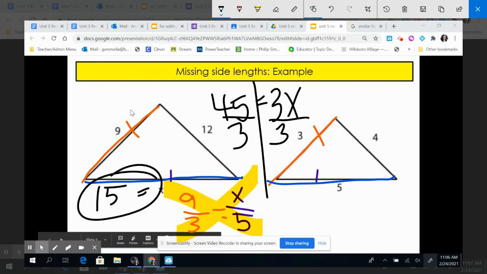And we can see that that pretty much makes sense because in this triangle, we have 9, 12, and 15 is the longest side. And over here, 5 is the longest side. So that is at least a little bit of a hint that we're on the right track.